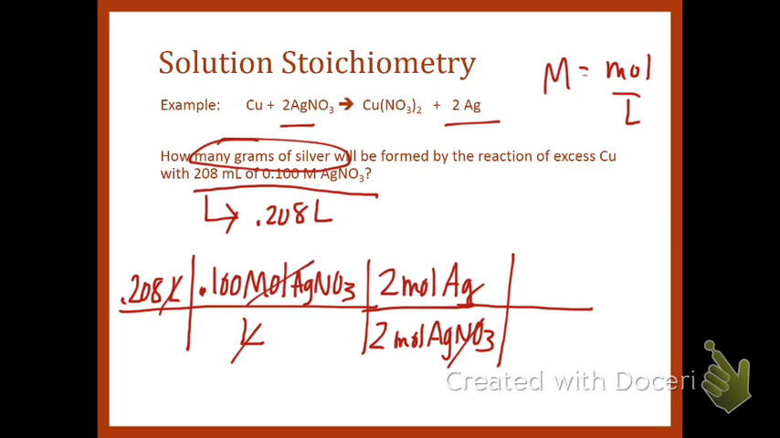So I can cancel out moles of silver nitrate. Now I'm in moles of silver and I need to get to grams of silver, and how do I do that? Molar mass. Okay, the molar mass of silver is 107.87 grams of silver per mole of silver. So then that cancels out. I need my answer in 3 significant figures because both of my values up there have 3 sig figs.